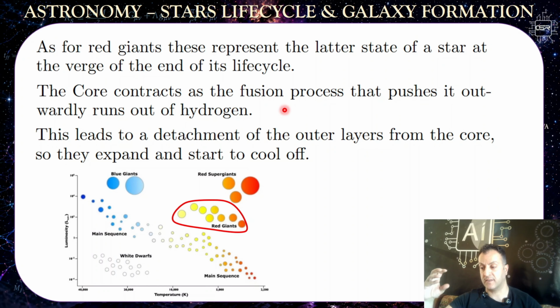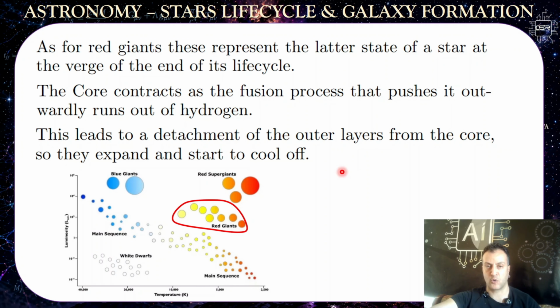Okay, it's strong, but it is now focused at the center. So the external layers have become detached from this central core. They are shed away, so they expand and start to cool off. This will form into the red giant.